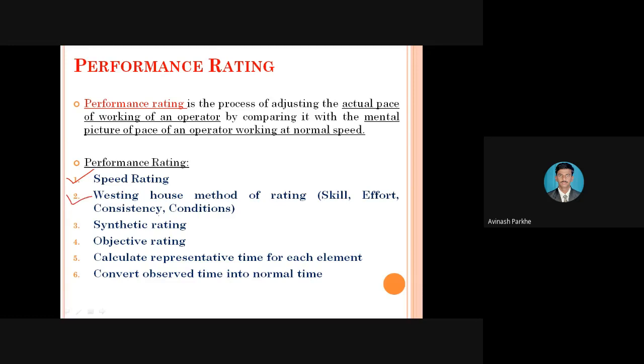Then the second is called the Westinghouse method of rating. In the Westinghouse method of rating, these are the four conditions or four factors to be considered.